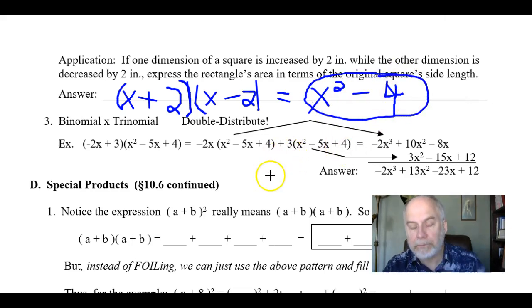All right, anyway. Now, we also need to be able to multiply a binomial times a trinomial. And so if you have a binomial times a trinomial, you can again do it by double distributing.